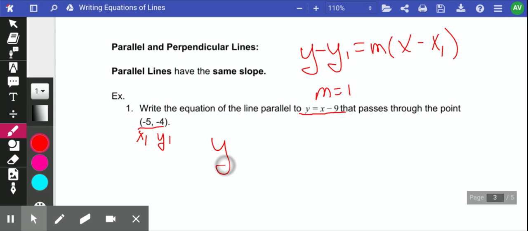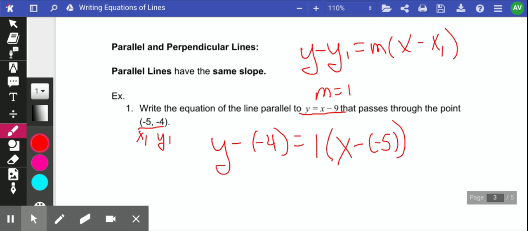So you want to plug in y minus y1 equals slope times x minus x1. So now for this one, I know this is going to become plus 4. This is going to become plus 5 because of the minus negatives. So on this side, I have y plus 4. On this side, when I distribute, I have 1x plus 5.